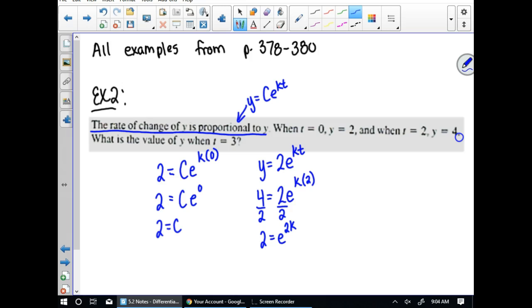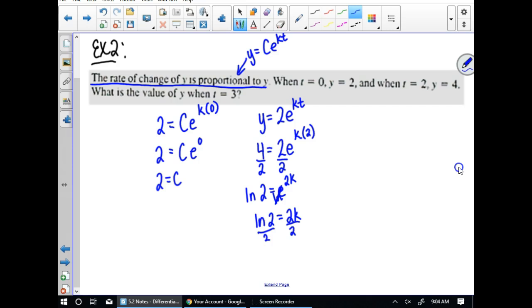Natural log, because we're trying to solve for the k, right? So we've got to get rid of that e. So we take natural log of both sides. It'll cancel over here. So we got natural log of 2 equals 2k. And then we just got to divide by 2. So k is natural log of 2 over 2.